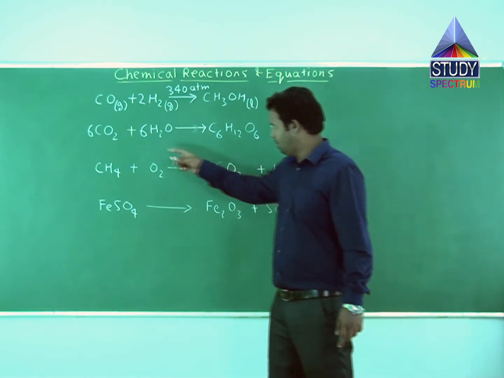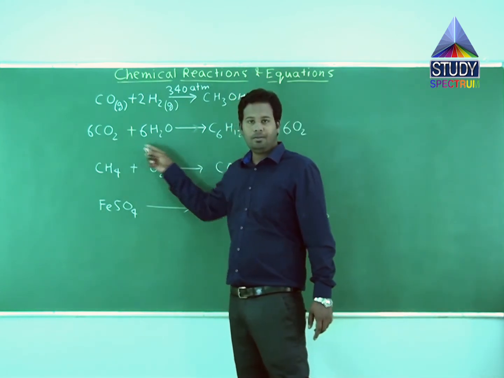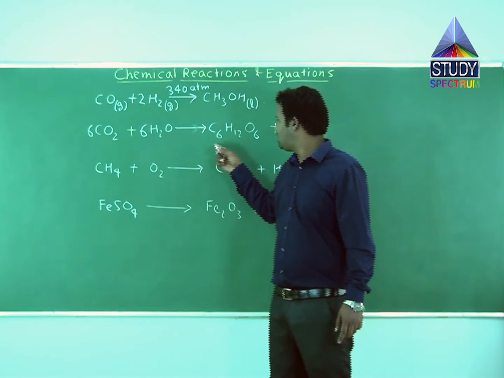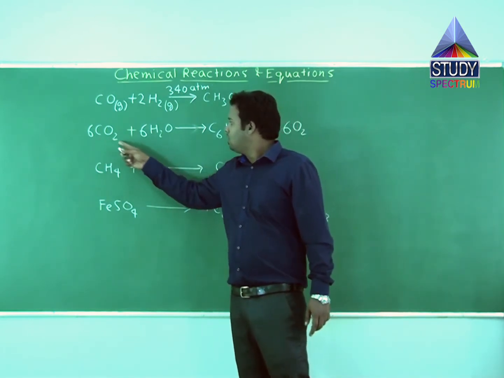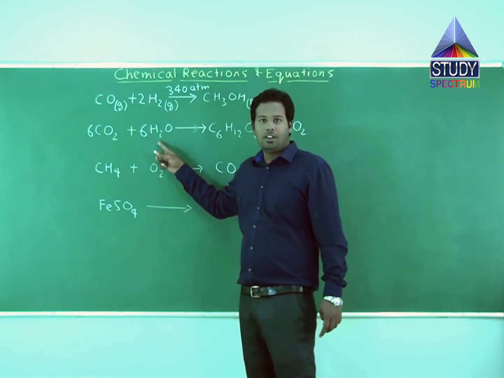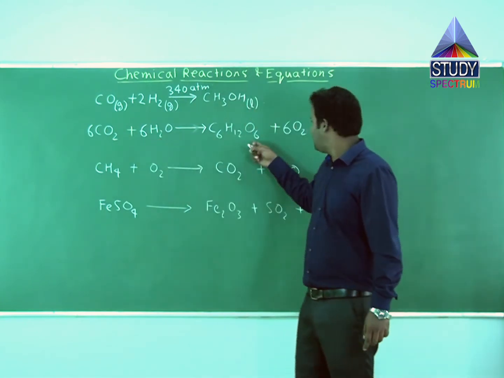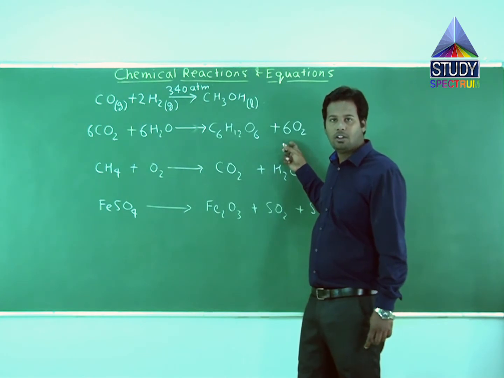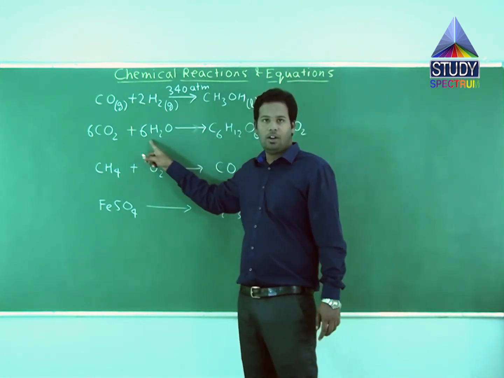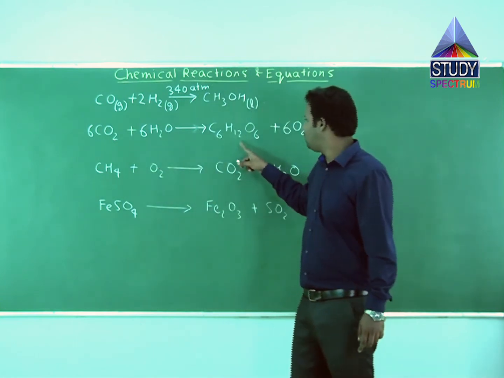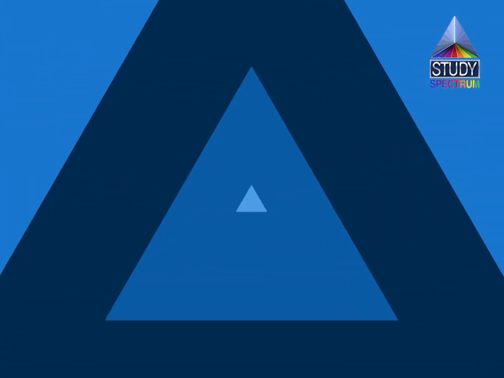So now we have 6 carbon in LHS, we have 6 carbon in RHS, we have 12 plus 6, that is 18 oxygen atoms in LHS, and 6 plus 12, that is 18 oxygen atoms in RHS also. We have 12 hydrogen atoms in LHS, we have 12 hydrogen atoms in RHS also.